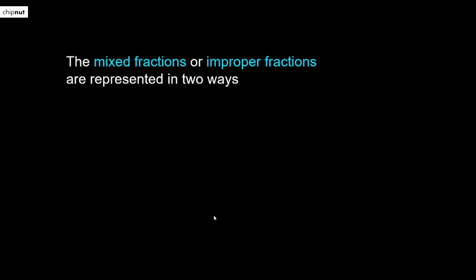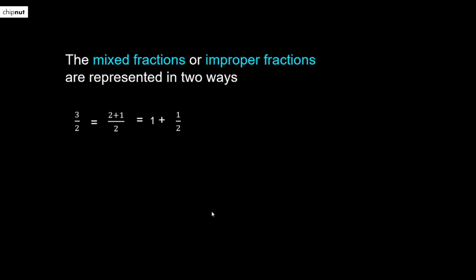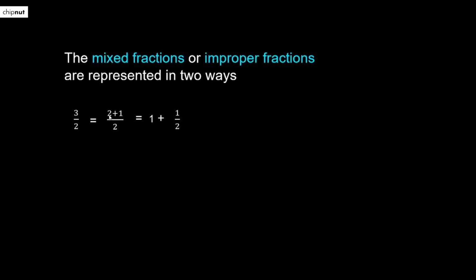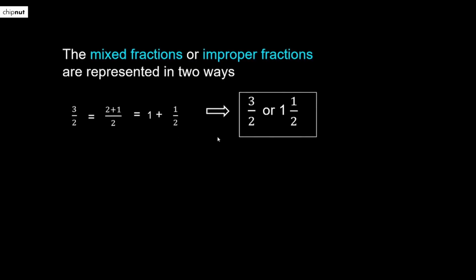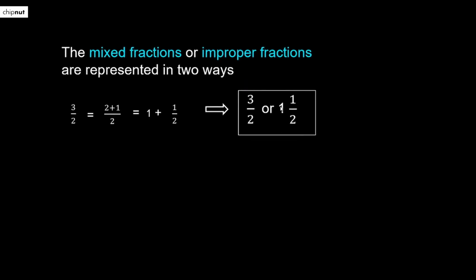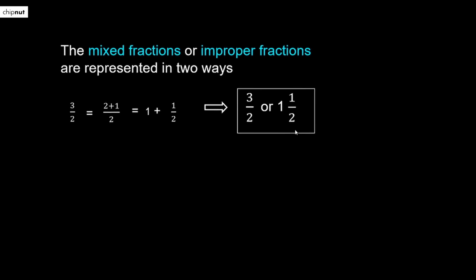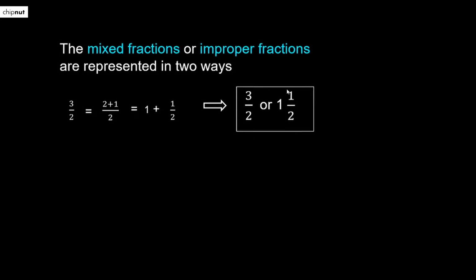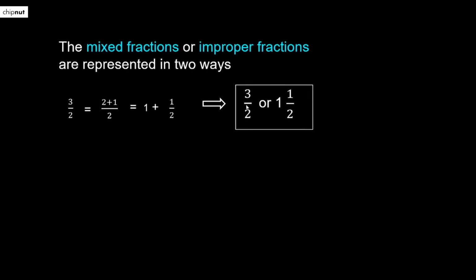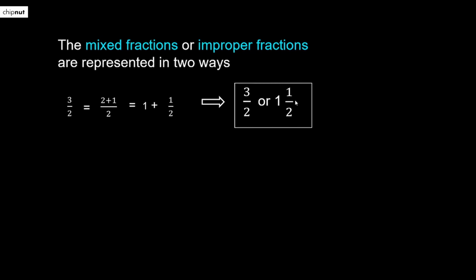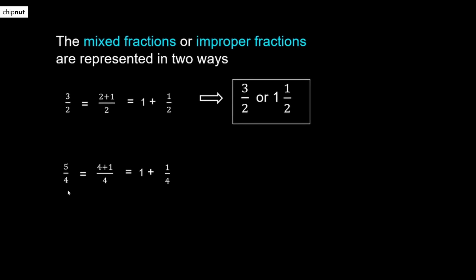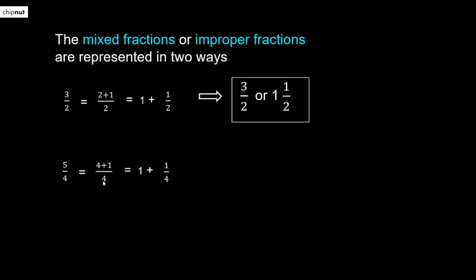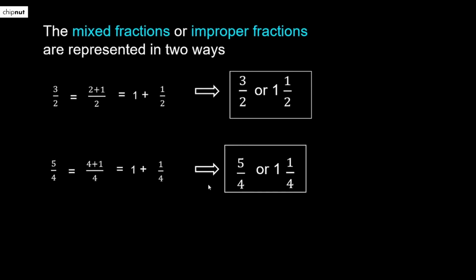The mixed fractions or improper fractions are represented in two ways. 3 by 2 is nothing but 2 plus 1 divided by 2, that is equal to 1 plus half, which implies that 3 by 2 can be written as 1 whole and half as a fraction, 1 integer and half as a fraction. That is the reason we can say that 3 by 2 is nothing but a mixed fraction, 1 integer and 1 fraction part. Same thing with 5 by 4, it is 4 plus 1 divided by 4, that is equal to 1 plus 1 by 4, which can be represented as 1 whole part with 1/4 as a fraction.